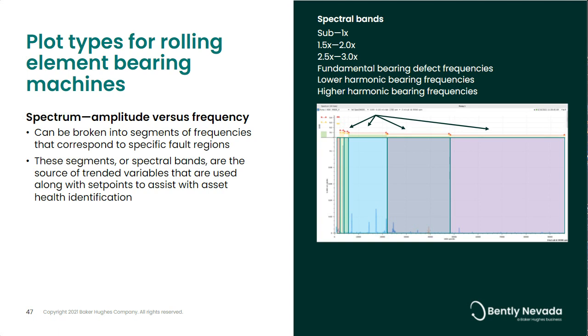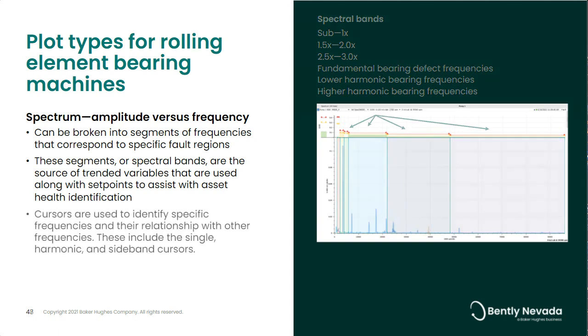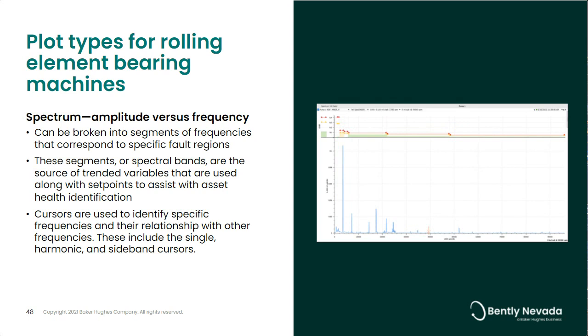To make analysis easier, we have cursors available that can be used to quickly identify frequency components by hertz, CPM, or orders, and the amplitude of the components too. These are invaluable tools, and they come in three major types: the single cursor, the harmonic cursor, and the sideband cursor. They all play an important role in analysis and make quick determinations easy.